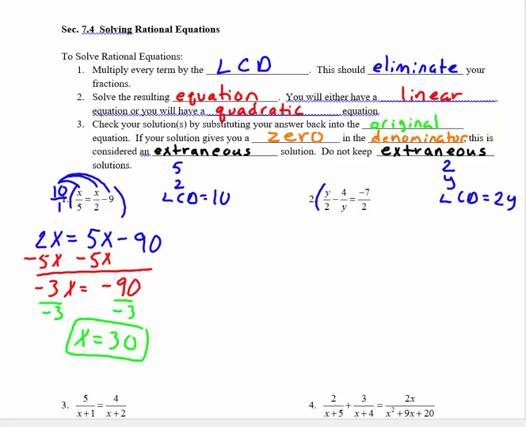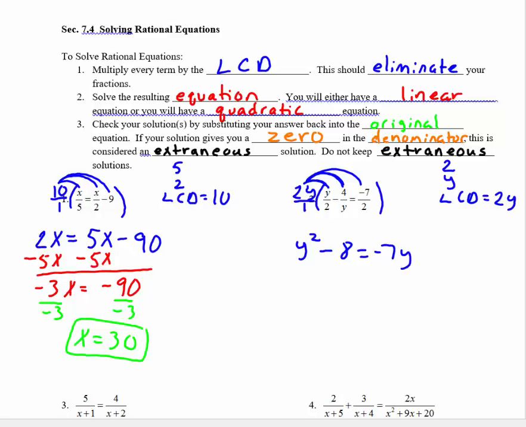So we'll go ahead and multiply everything by 2y. Again, that's 2y over 1. Multiply and then divide. So 2y times y divided by 2 just gives me a y squared. 2y times 4, but divided by y just gives me an 8, so minus 8. And 2y times negative 7, but divided by 2 would give me a negative 7y.